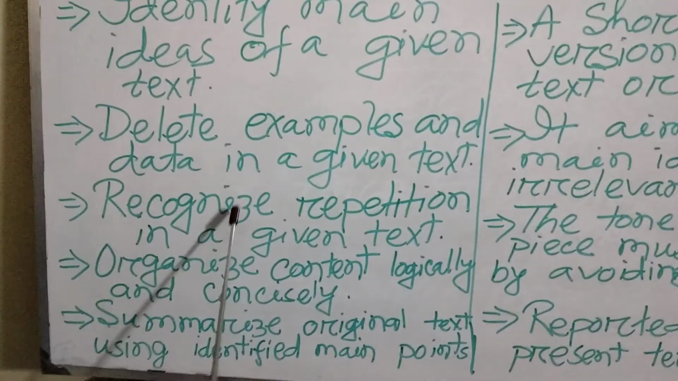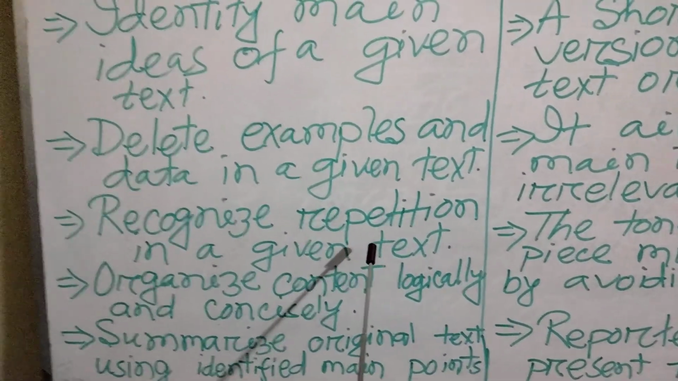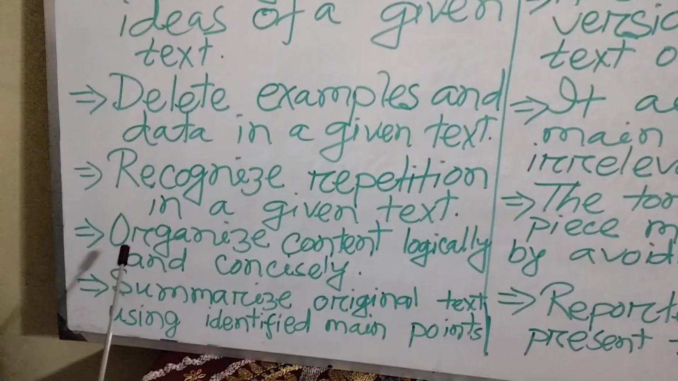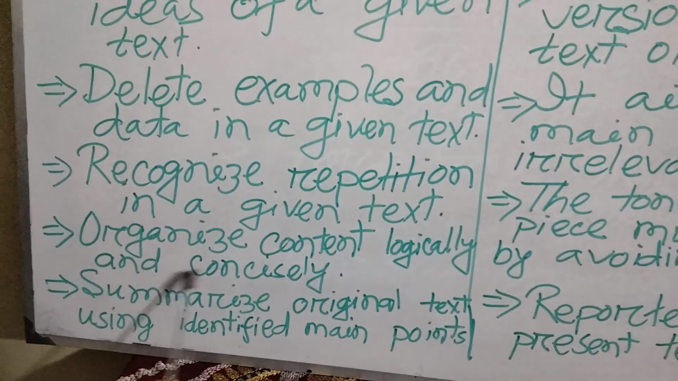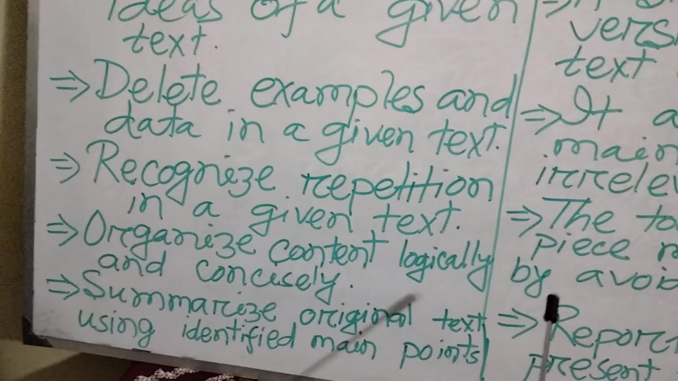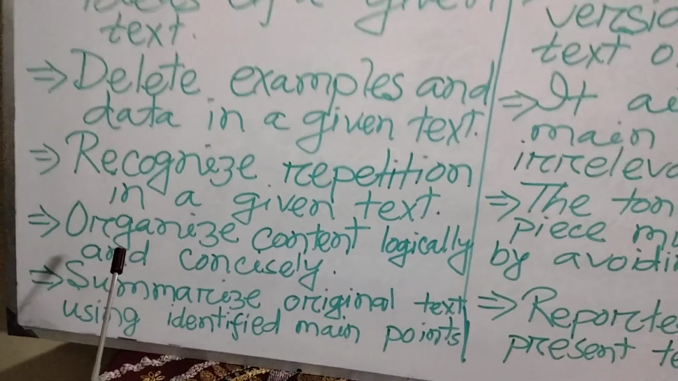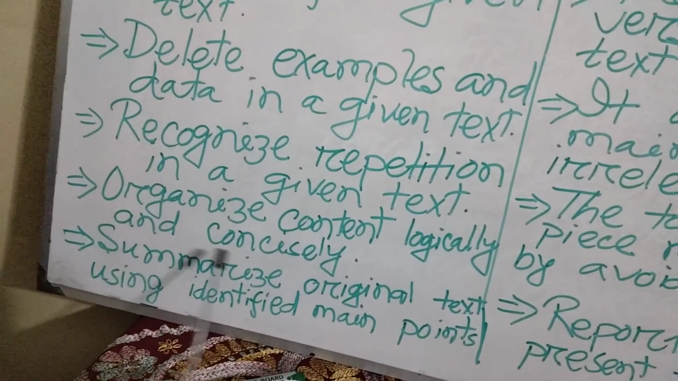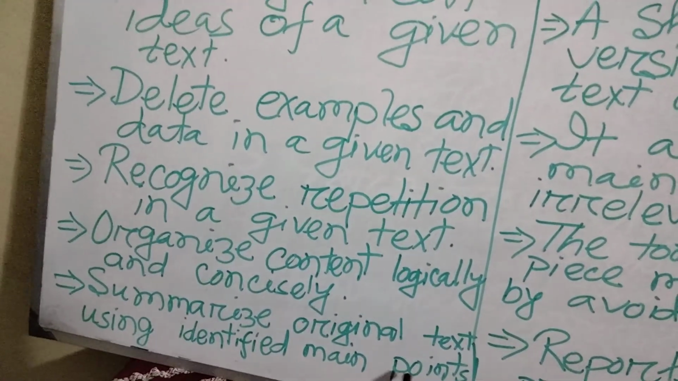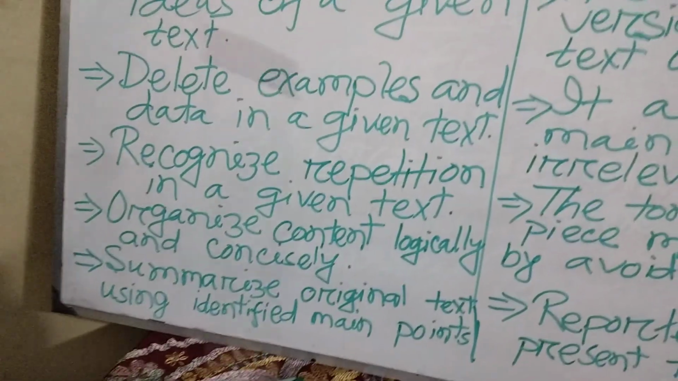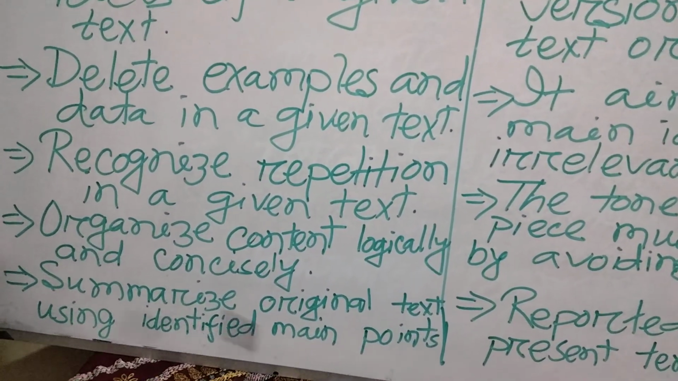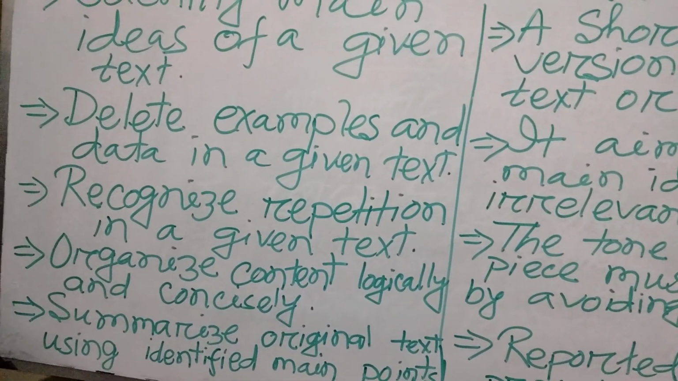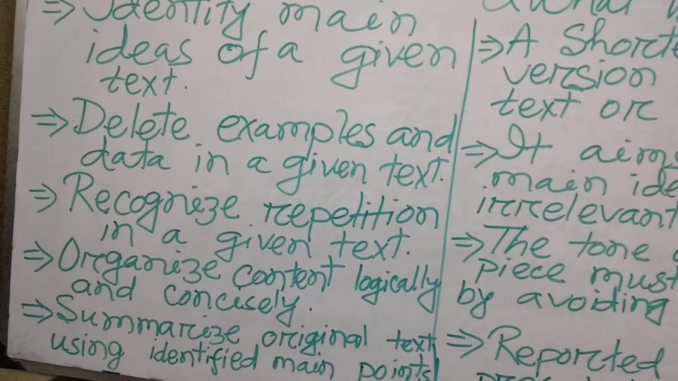Then next, recognize repetition in a given text. So you can recognize repetition in a given text. Then organize content logically and consciously. And you must write down organized content logically and consciously. Next, summarize the original text using identified main points. So all of you know that you can summarize the original text using identified main points. So you must write down the main points from your text.